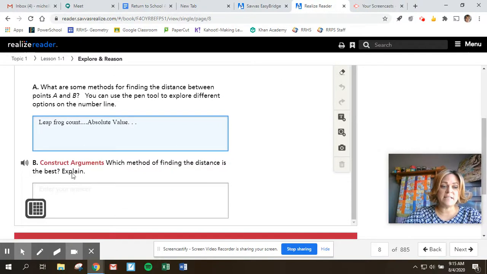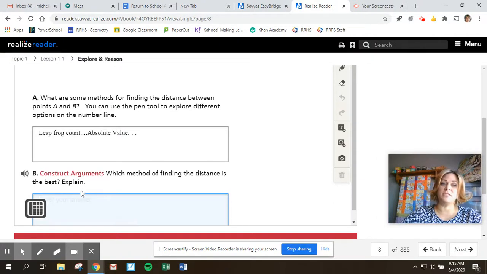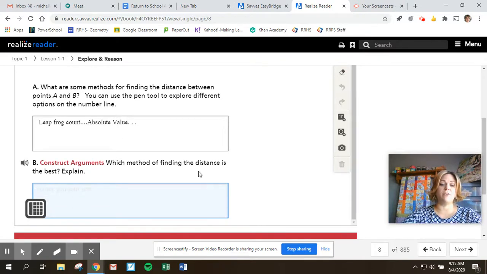And then it says, construct arguments. Which method of finding the distance is the best? So that is going to be your opinion and why. So there could be multiple correct answers. Okay, so that's the first, explore and reason. And you would write your argument there.